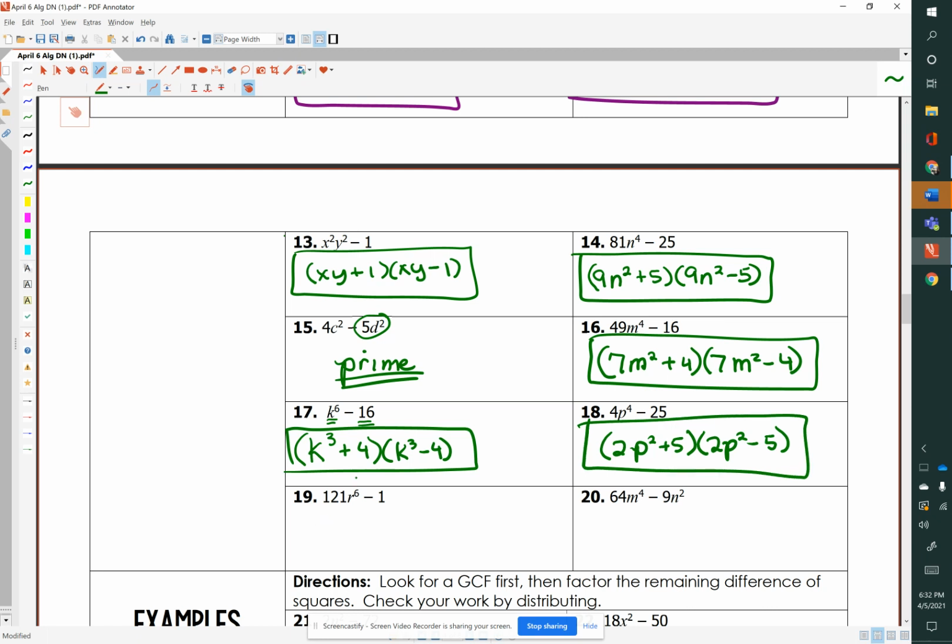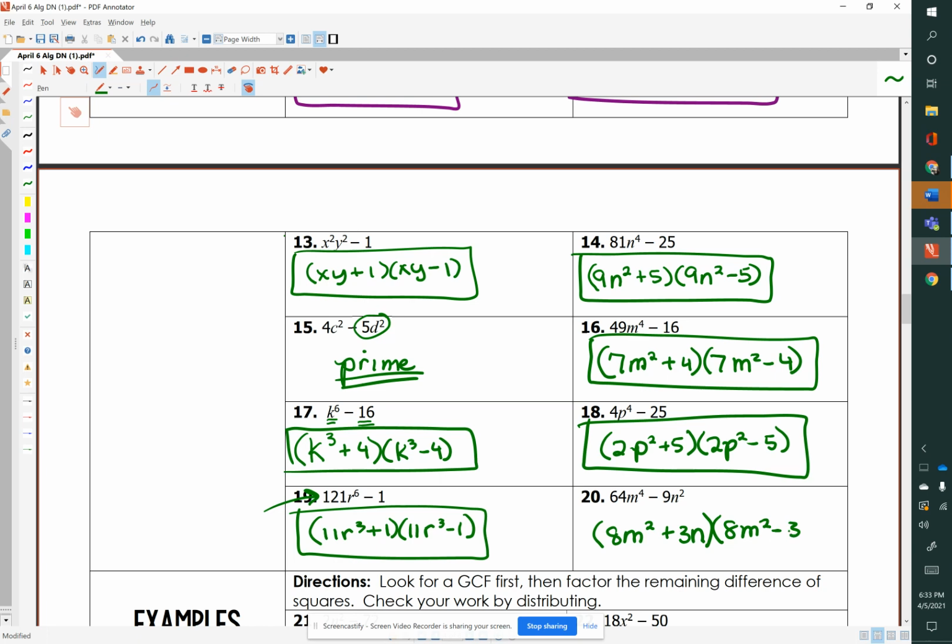And number 19, 121r to the sixth minus 1 would be 11r to the third plus 1 times 11r to the third minus 1. And remember, you can use FOIL, distribute these two binomials, and you will be back at the original problem. And then number 20, 64m to the fourth minus 9n squared will be 8m to the second plus 3n, multiplied by 8m to the second minus 3n.